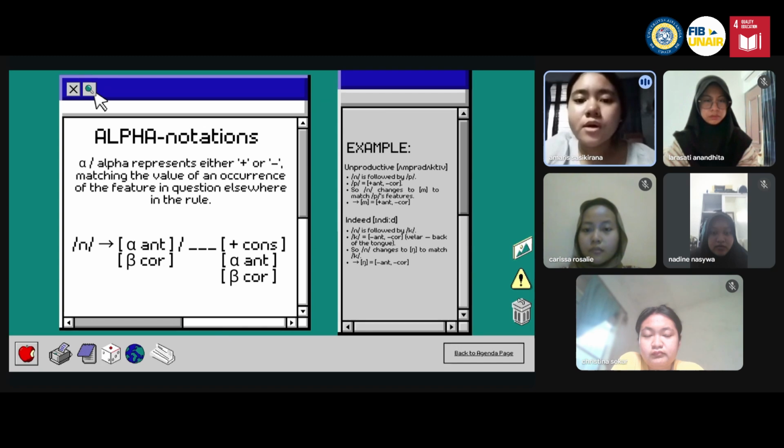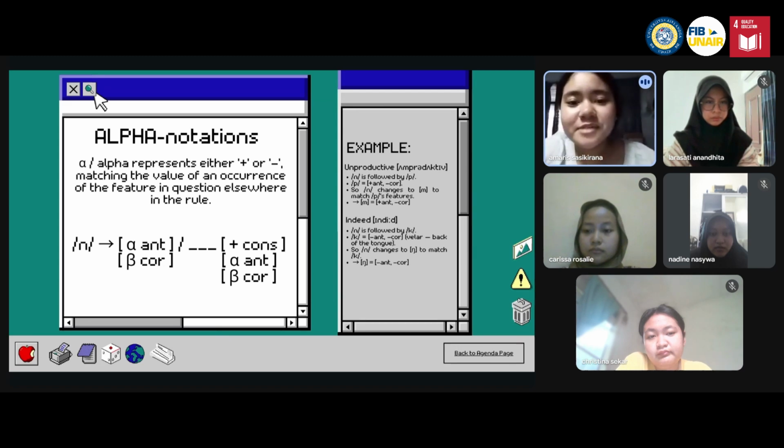And then below, n changed to m to match p's feature. So m equals positive ant and negative cor. As you can see, when you pronounce m, the lips are actively moving. And same as negative cor, it is basically the opposite of coronal, so it doesn't require the tongue to move; it has to be the lips that move for you to pronounce it.